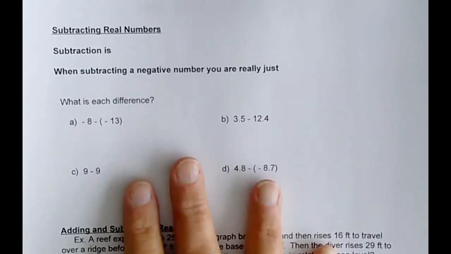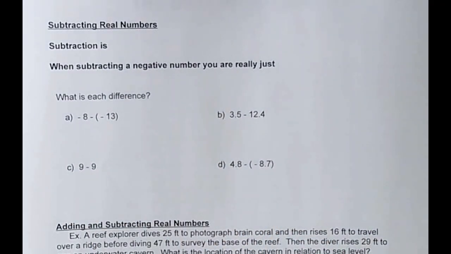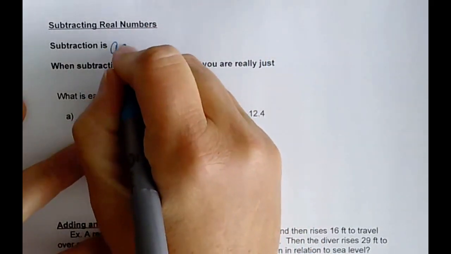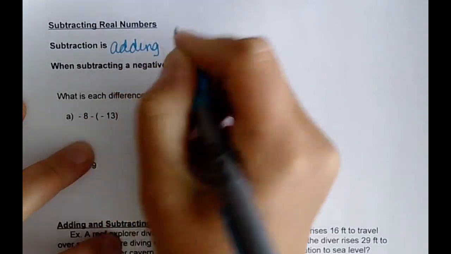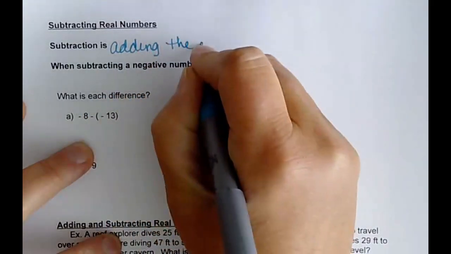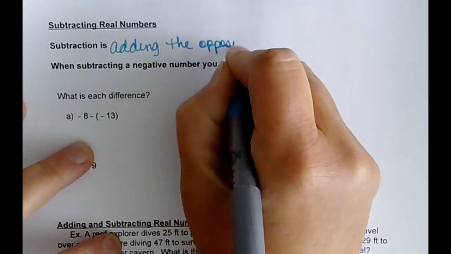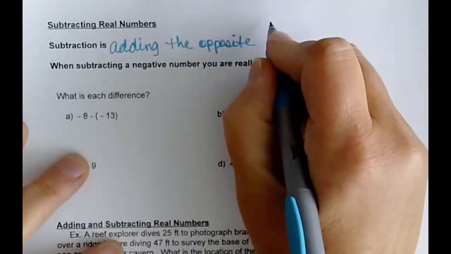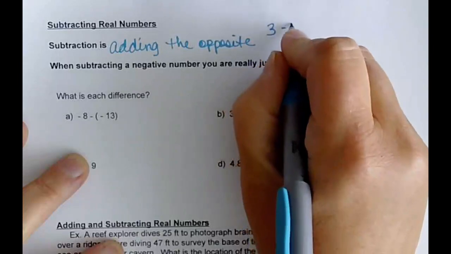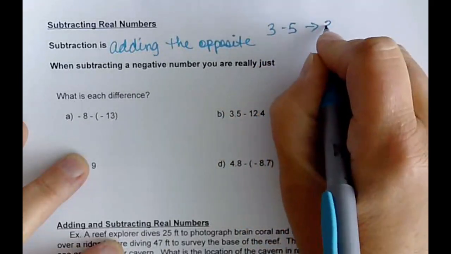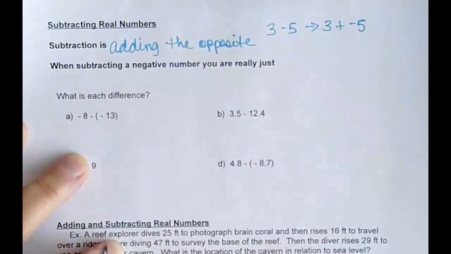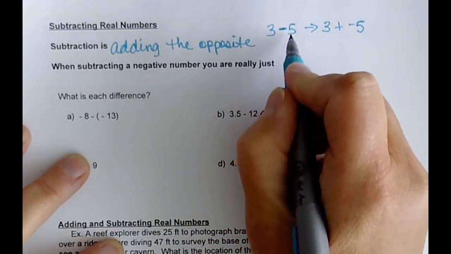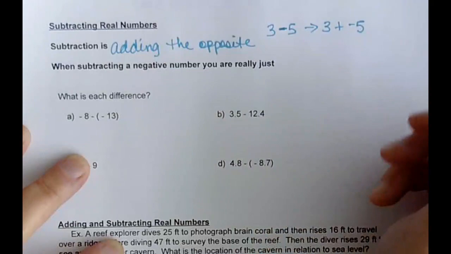All right, let's talk about subtraction. We did some addition, now let's look at subtraction. Subtraction is adding the opposite. So if I have 3 minus 5, I'm basically saying 3 plus negative 5. Because again, the 5 is positive, so when I subtract positive 5, I'm adding a negative 5.